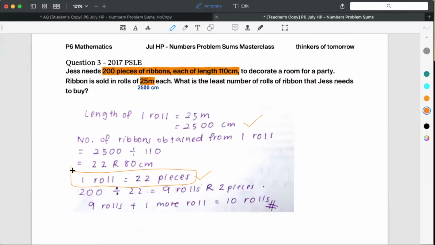Is 9 rows the least number of rows needed? No. With 9 rows, you only get 198 pieces of ribbon. You need 200, so you have to buy one more row to make the remaining 2 pieces. Therefore, the answer would be 9 plus 1, 10 rows.